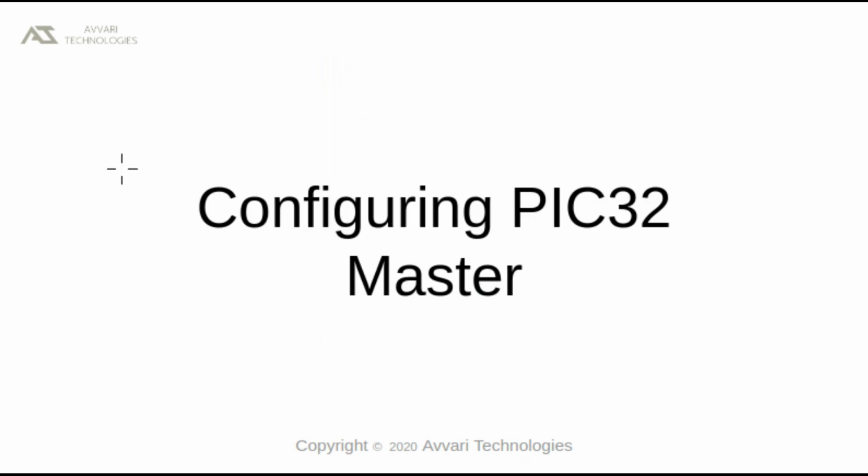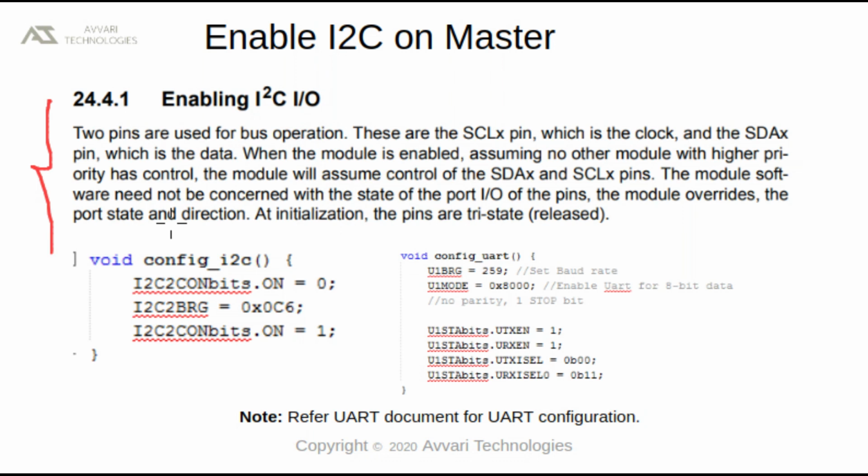Configuring the PIC32 as master. This can be found in the reference manual of the PIC32. How do we enable the I2C protocol? 2 pins are used for bus operation. These are the clock pin, which is for the clock, and the data line for data. Once the module is enabled, assuming no other module with higher priority has control. In order to configure the I2C for the master, initially we turn off the device and we set the baud rate. Then we enable the pins.